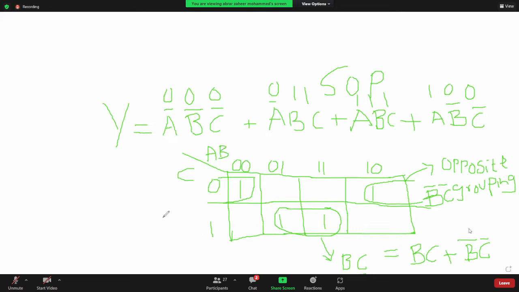Should I erase this? So now I will give you one expression. Now you tell me the answer for that. What is the minimized Boolean expression?